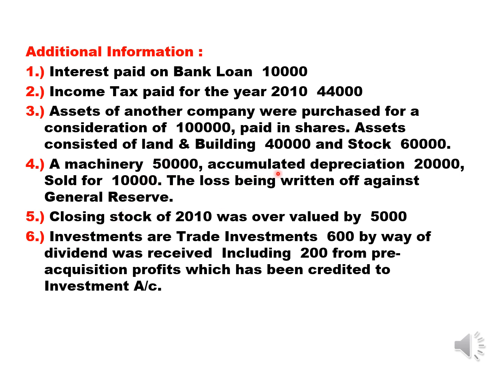Machinery 50,000, accumulated depreciation 20,000, sold for 10,000. So original cost 50,000 minus depreciation 20,000, you get WDV 30,000. The 30,000 machine is sold for 10,000. Then you get a loss of 20,000. But that loss is not taken to the PL account. That loss is being taken to GR. As explained, the loss is being written off against GR. So the loss is 20,000. That 20,000 loss is taken to GR and it's not taken to PL.